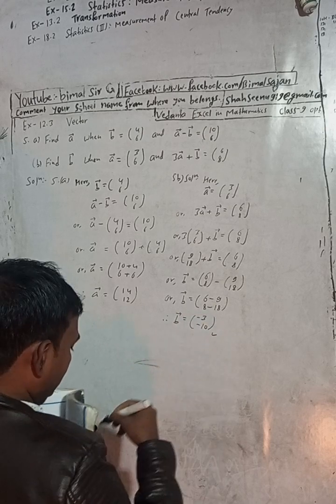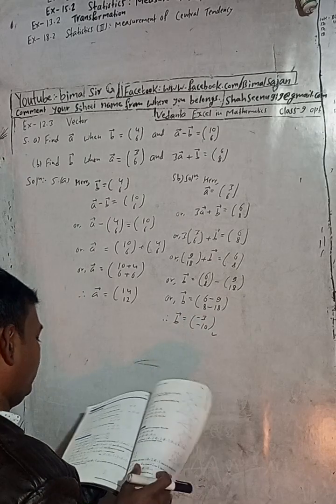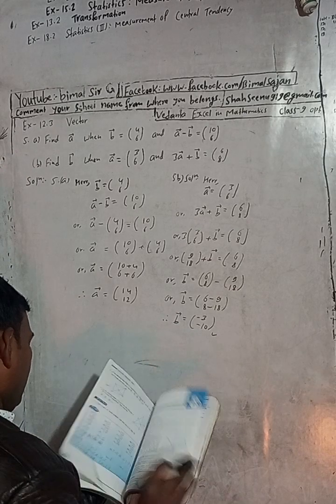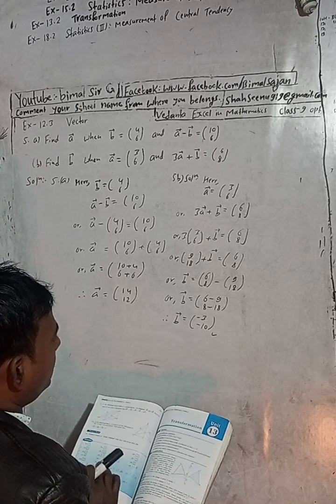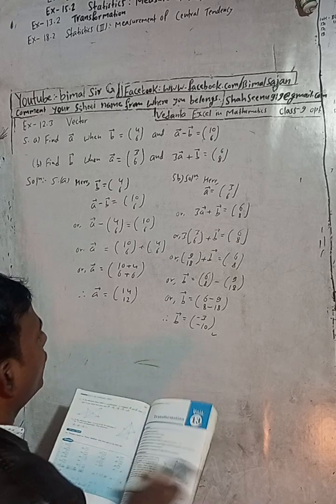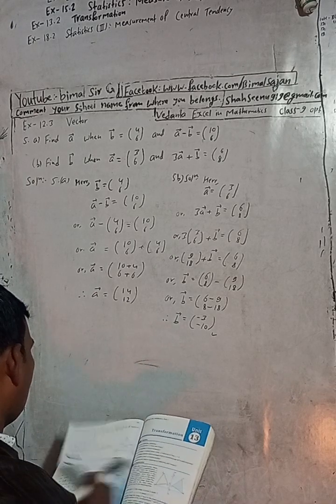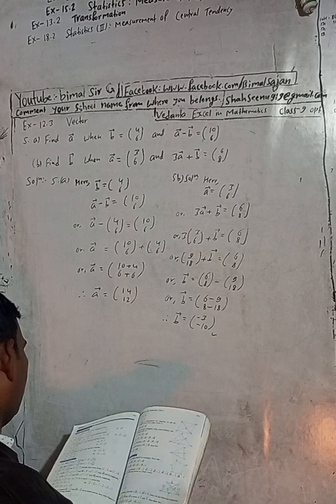So this is the answer. Let me check the book answers. 5, minus 3, minus 10. Correct b number. So this is the solution of 5 number.